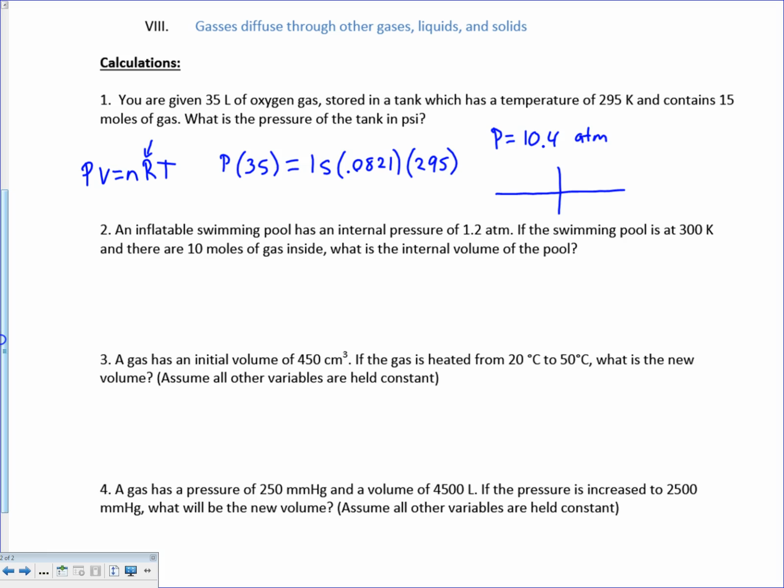We then have to convert that. So I'm going to say 10.4 ATM. All right, and so I want to get into PSI. So I'm going to put ATM on the bottom, PSI on top. All right, and then we know that there's 14.7 PSI in 1 ATM. You multiply those together, you get 153 PSI.